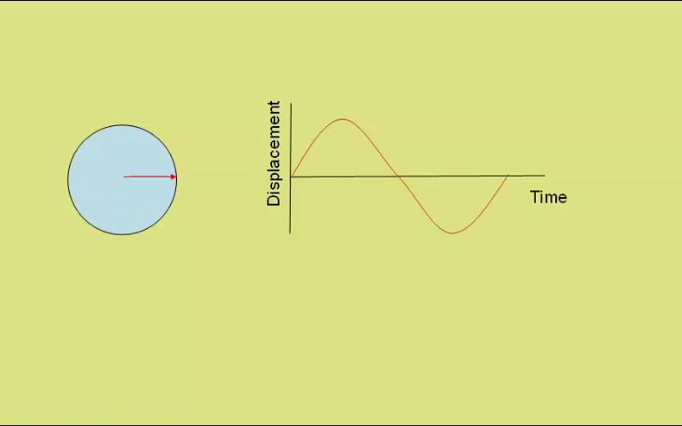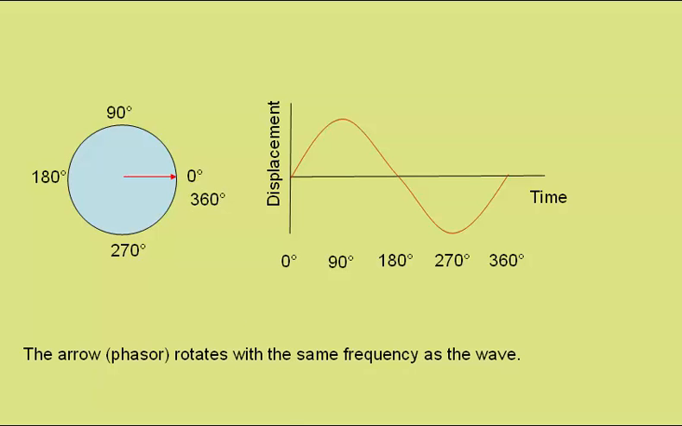We can label some of the major points of the rotation in degrees. So here the phasor had rotated through 0 degrees, and I'll put that on the graph here as well. Up here it had rotated through 90 degrees, 180 degrees, 270 degrees, and back here at 360 degrees. You see that the arrow or phasor rotates with the same frequency as the wave.